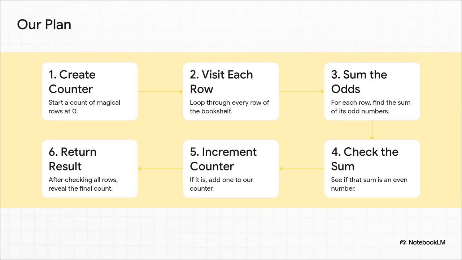First, we'll set up a counter and we'll start it at 0. Then, we're going to loop through every single row. For each row, we do that little trick, find all the odd numbers and add them up. Then we check, is that sum even? If it is, boom, we add 1 to our counter. And once we've gone through every single row, we just show the final count. That's it. It's a clean, reliable process.